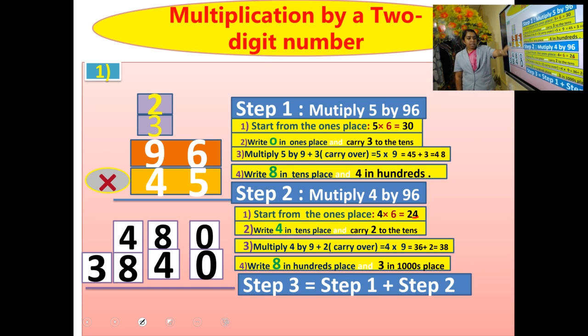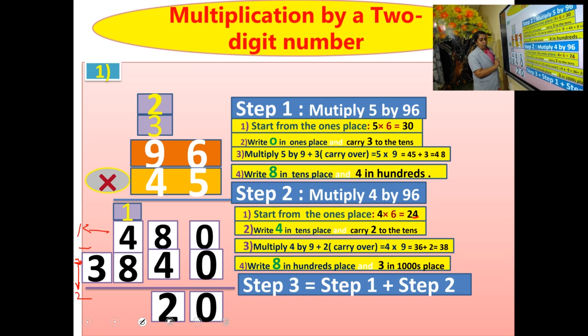You have to add step 1 and step 2. This is your step 1, isn't it? This is the step 2. Clear? So you have to add these two steps. Then 0 plus 0 is 0. 4 plus 8, 8 plus 4, yes, 12. 2 in the ones place, 1 is the carryover.